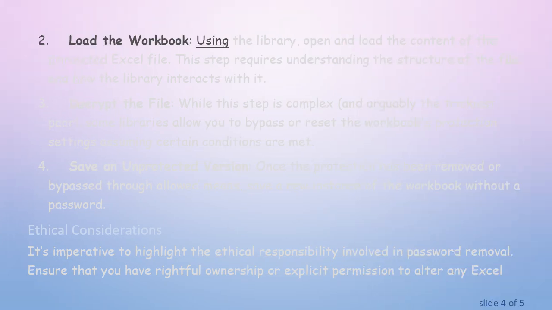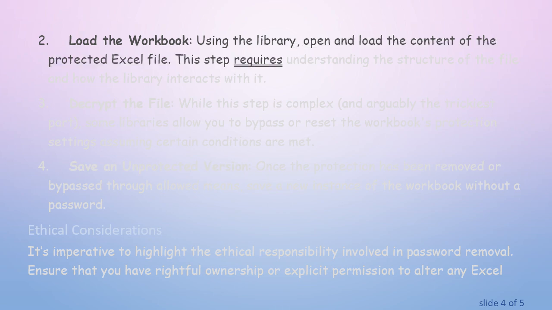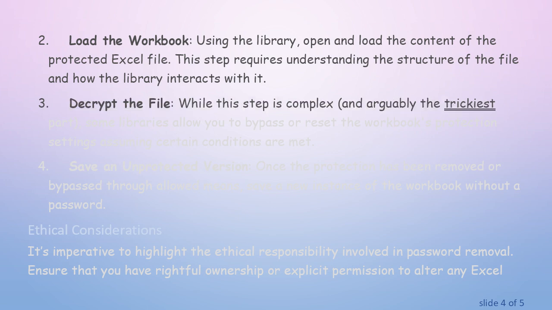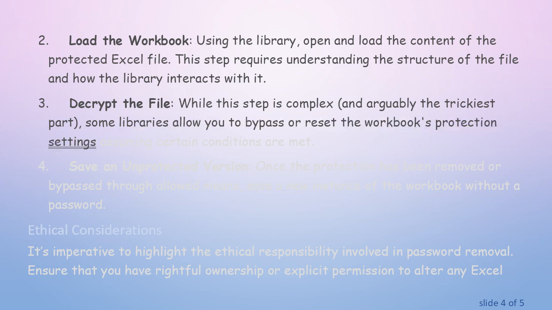Load the workbook. Using the library, open and load the content of the protected Excel file. This step requires understanding the structure of the file and how the library interacts with it. Decrypt the file. While this step is complex, and arguably the trickiest part, some libraries allow you to bypass or reset the workbook's protection settings assuming certain conditions are met.